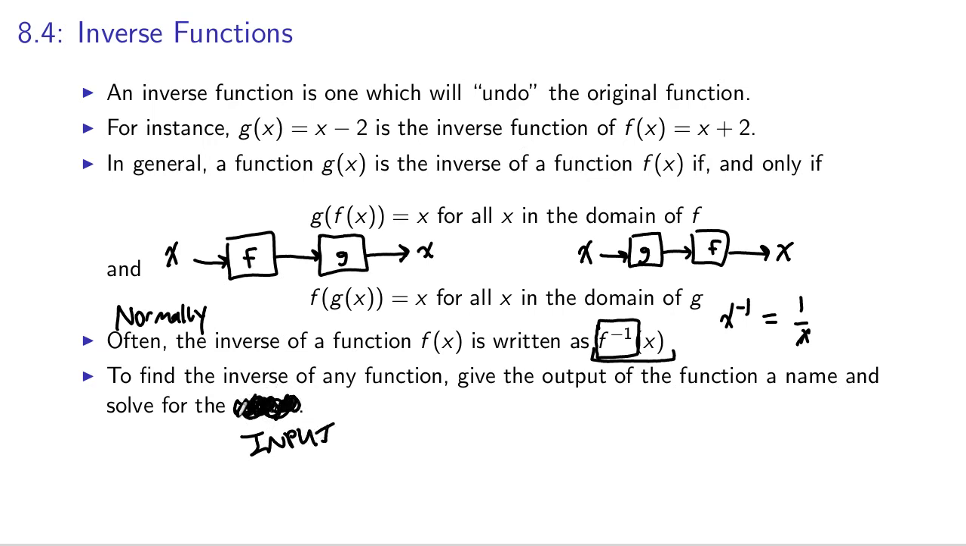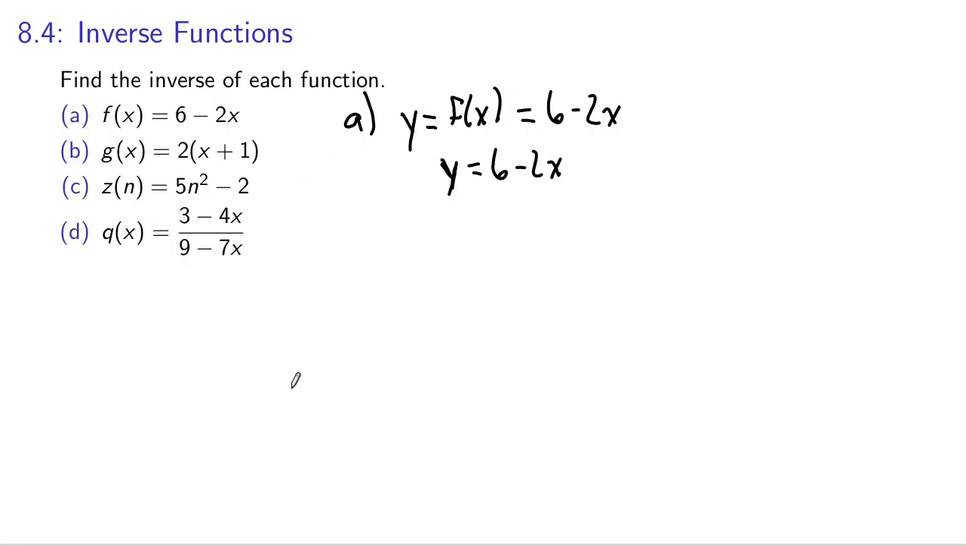The function's rule will already be solved in terms of the output. So find the inverse of each function. Let's do this. We have to solve for the input. So we're solving for the input, which means solve for x. Move 6 over. In this case, divide by -2. And we've solved for the input.